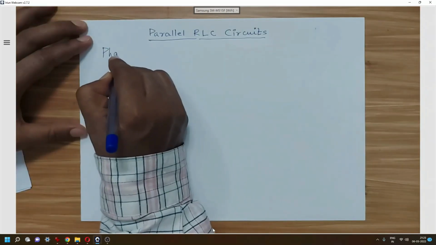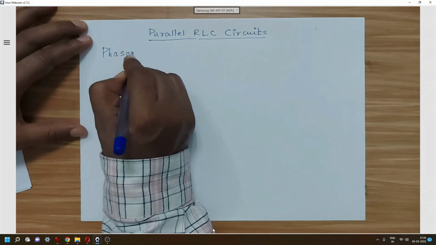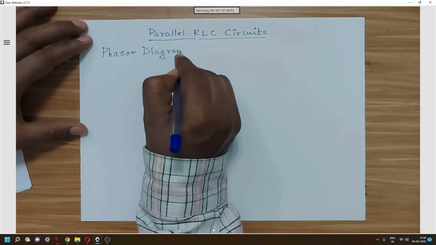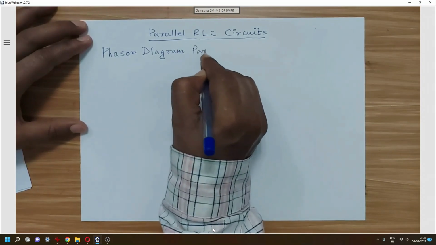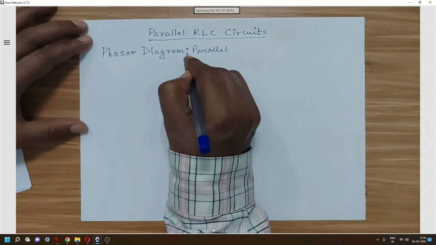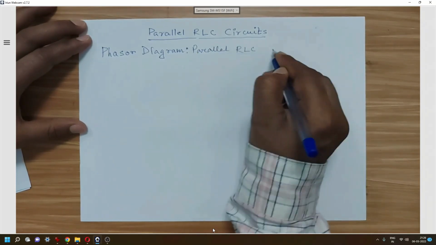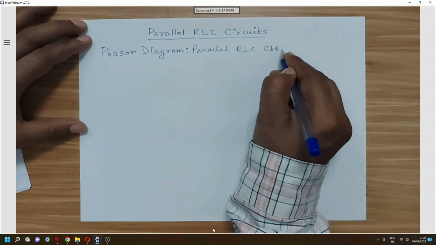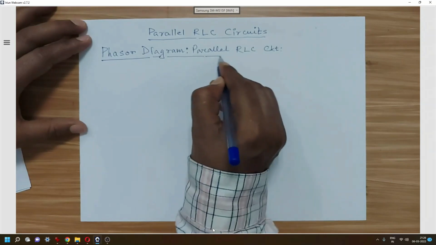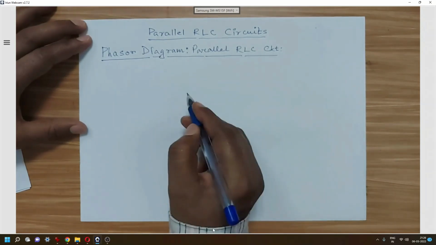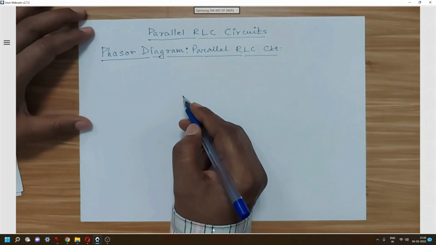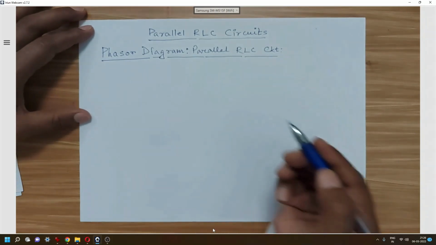Now we will draw the Phasor diagram for parallel RLC circuit. We have drawn the Phasor diagram for the series RLC circuit, and with the knowledge we will be able to draw the Phasor diagram of parallel RLC circuit very easily.